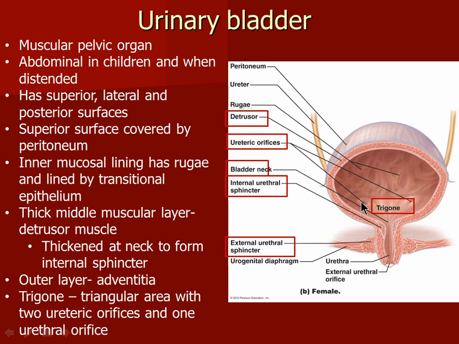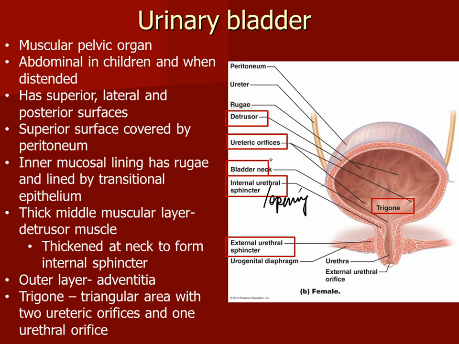It's triangular, like a triangle. So you have three points. You have two openings of the ureter, the right and the left ureter. So you have two ureteric openings. And the lower apex is what is called the urethral opening. So this is what will lead into the urethra. This lower opening is also known as the internal urethral sphincter, or also called the internal urethral opening.